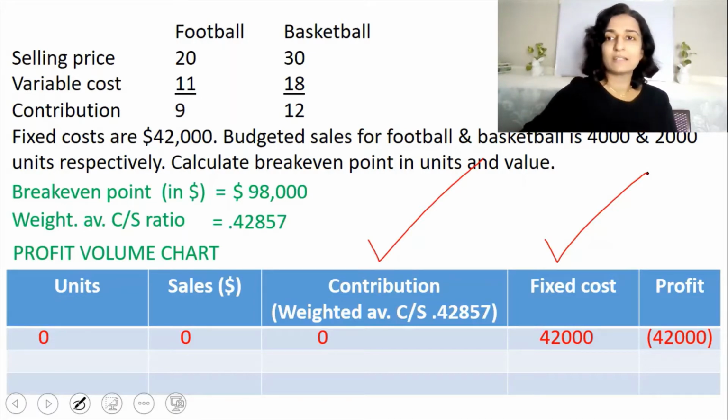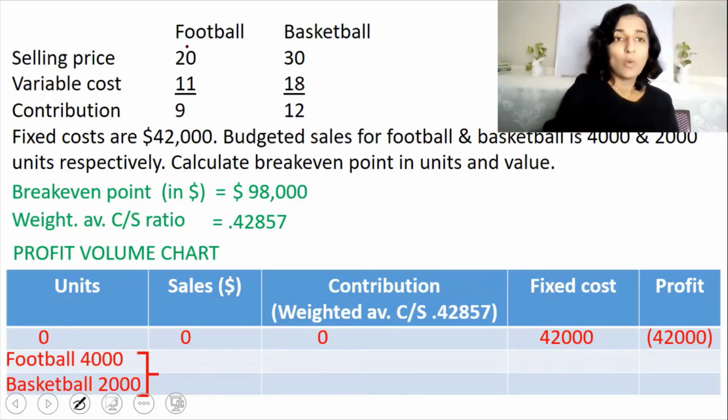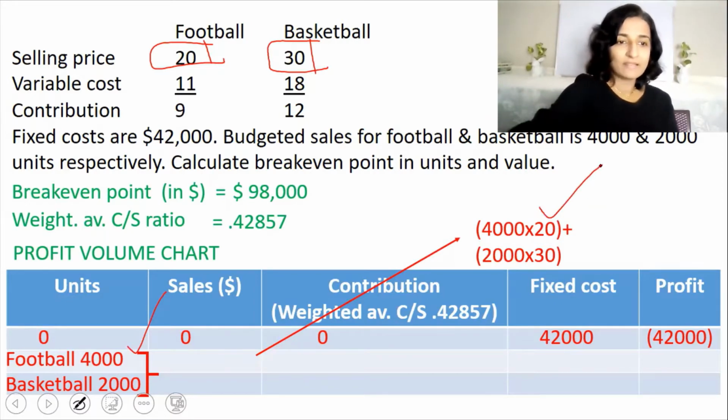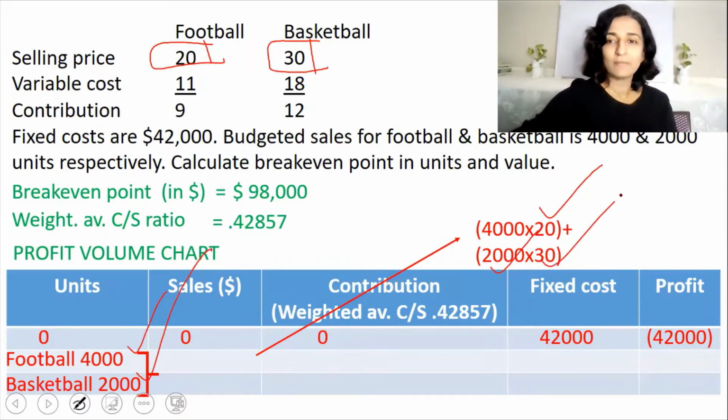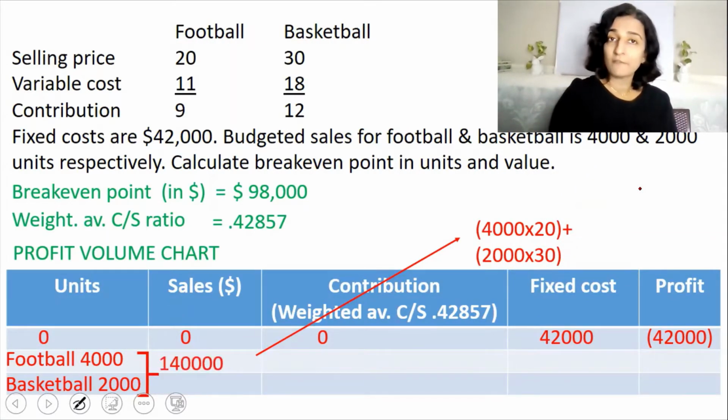Now coming to the budgeted sales. What is the budgeted sales? The budgeted sales is 4,000 units of football and 2,000 units of basketball. Let's see the profit that we get in that situation. So what is the sales value? 1 unit of football sells for $20 and 1 unit of basketball sells for $30. So what is the sales? Sales is 4,000 units of football multiplied by the selling price of 20 plus 2,000 units of basketball multiplied by the selling price of 30. So we get the sales value as $140,000.